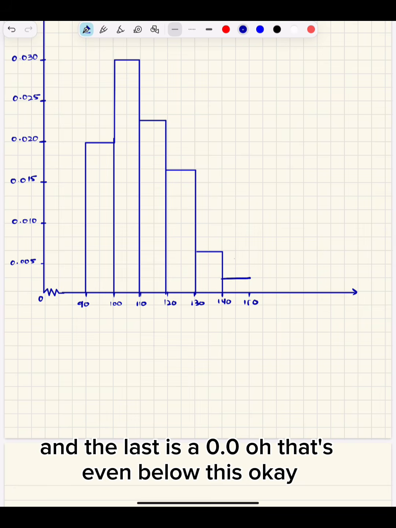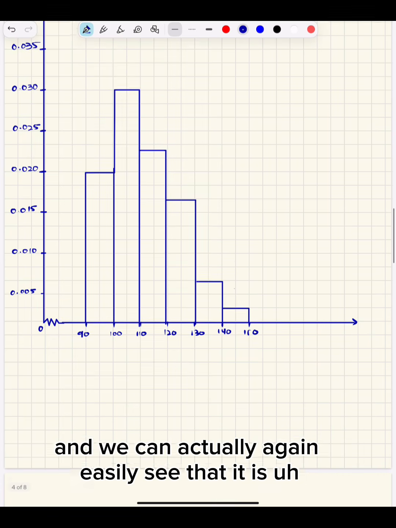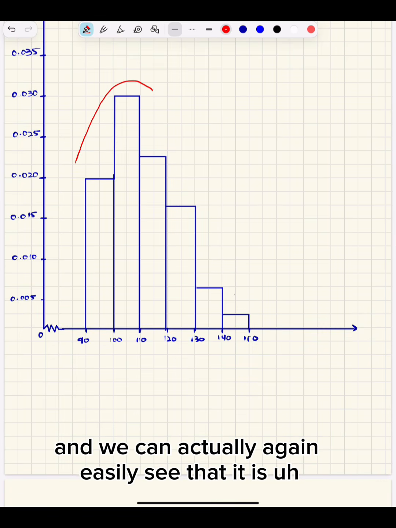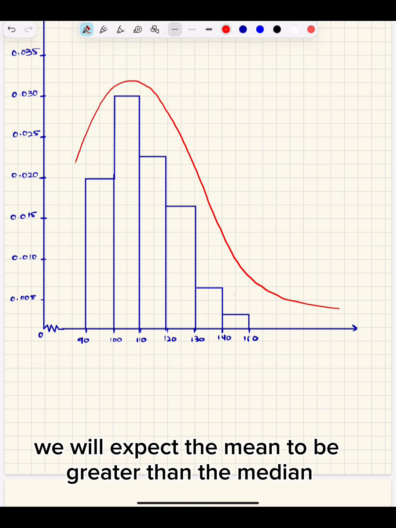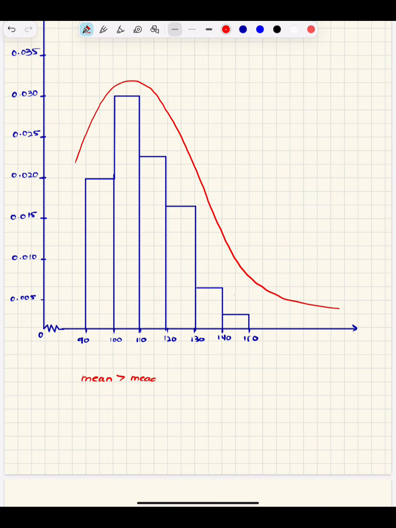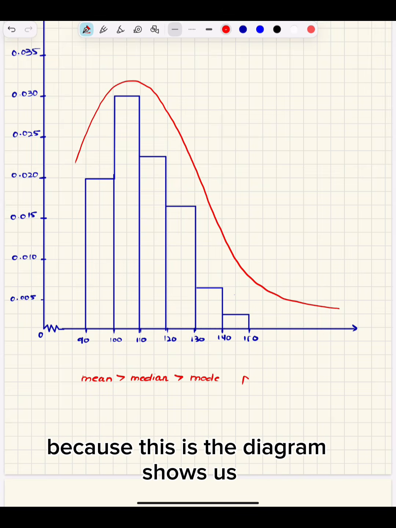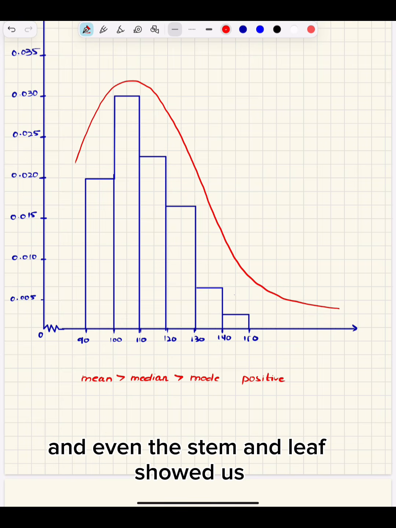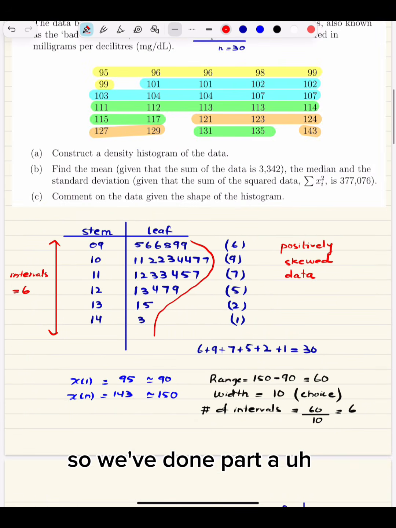even below this. Okay, so this is what the histogram looks like, and we can again easily see that it is positively skewed. So we will expect the mean to be greater than the median, and we'll expect the median to be greater than the mode, because this is what the diagram shows us, and even the stem and leaf showed us that we have a positively skewed data set. Okay, so we've done part A.